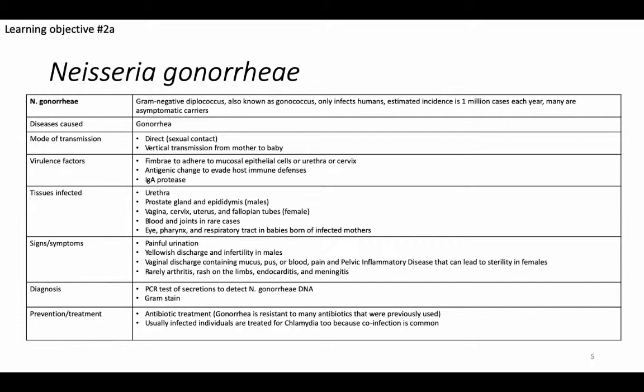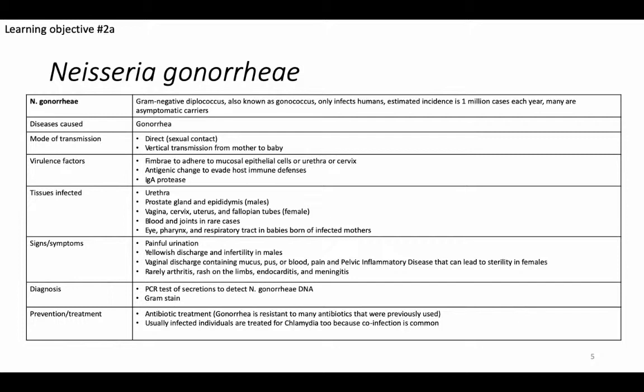Diagnosis, we can do PCR tests of secretions to detect gonorrhea DNA, so you're just looking for the genetic material of the bacteria. It is also possible to do a gram stain and look for the gram-negative diplococcus.